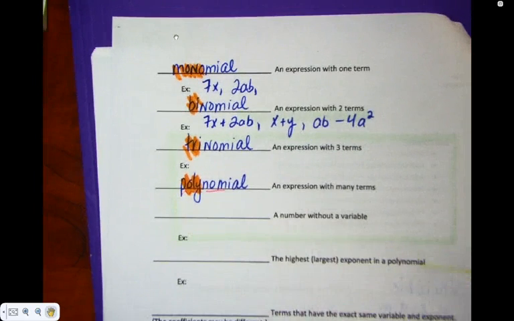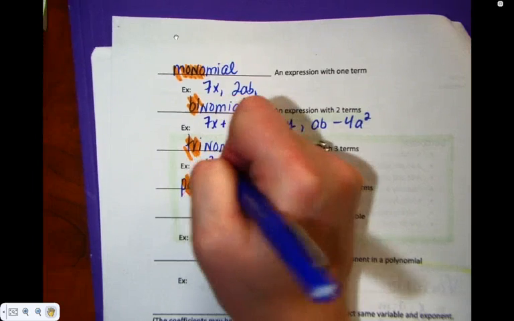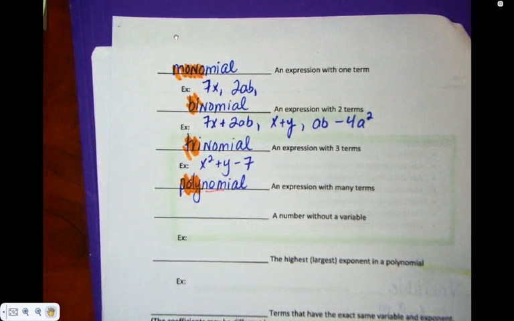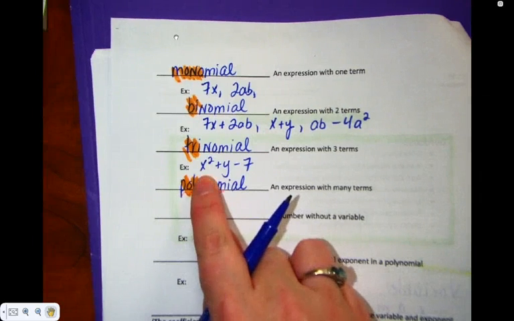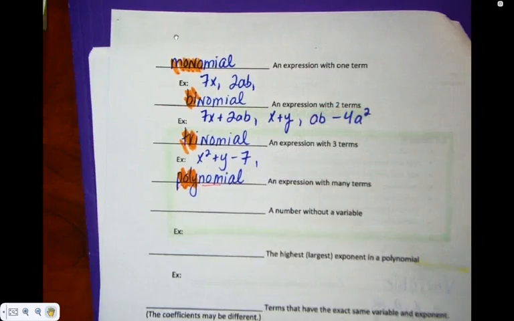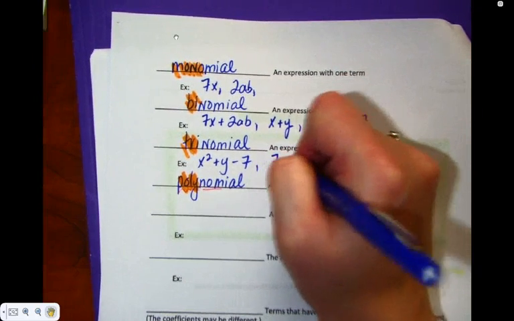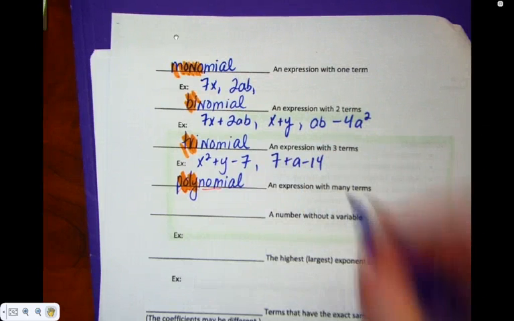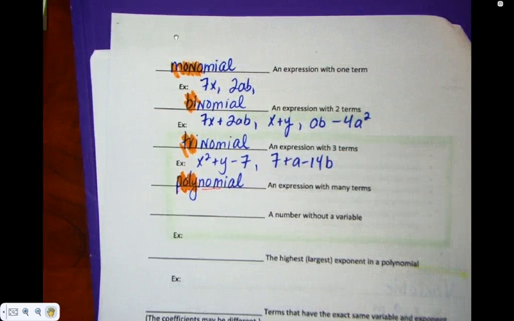A trinomial just means it has three things. We could have x squared plus y minus 7. Three terms, because x squared is a term, y is a term, negative 7 is a term. We could have 7 plus a minus 14b, because I want to put a b on it. That's a trinomial because 7 is a term, a is a term, minus 14b is a term. It's plus and minus that separate terms.